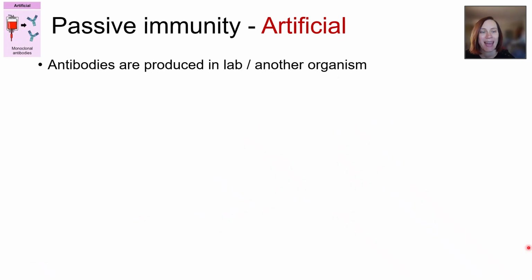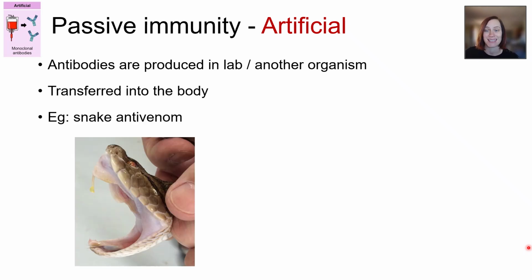Another type of passive immunity here is artificial. While the body's still receiving antibodies, which are made in another source and transferred over, this time they can be made purposely. Preformed antibodies are specifically made to a certain antigen, and they can be made in a lab and then actually injected into someone. An example of this is snake antivenom. It's used to treat snake bites, which makes total sense.